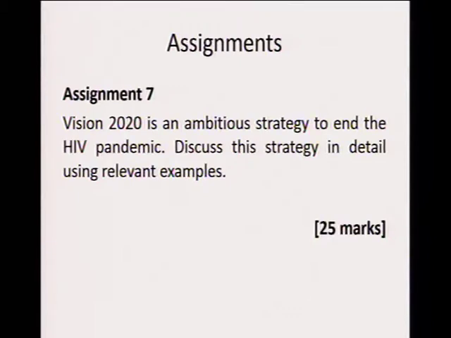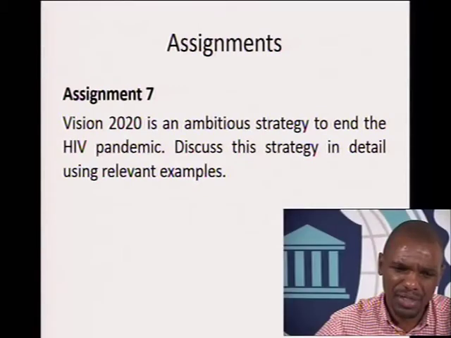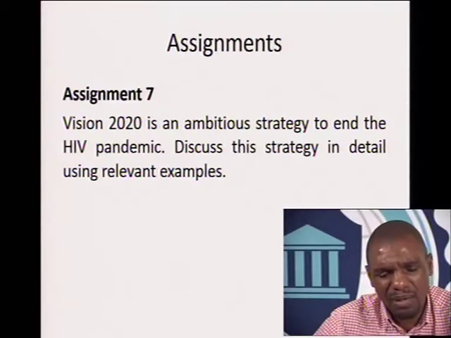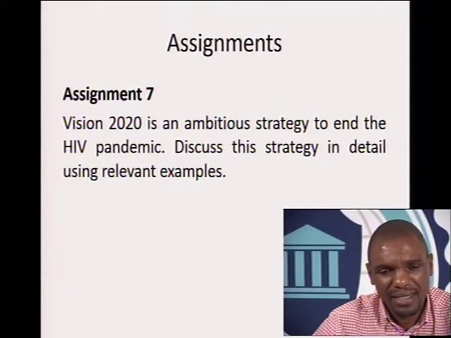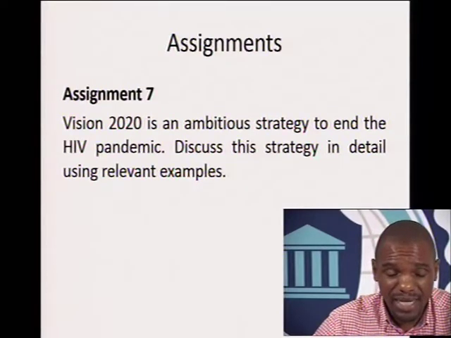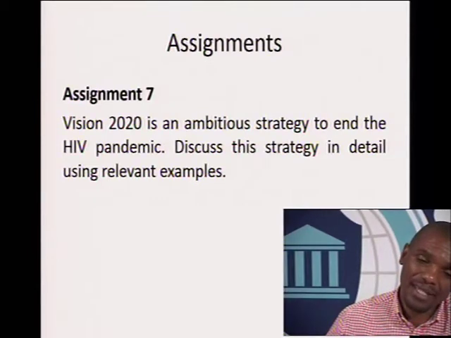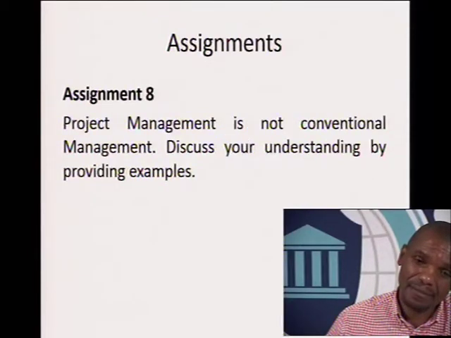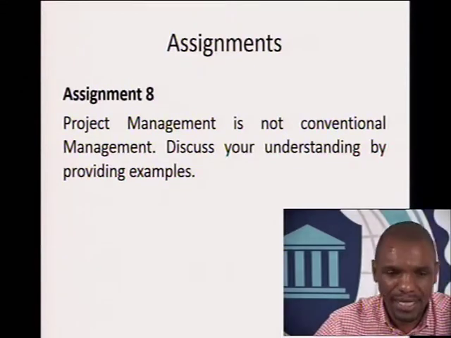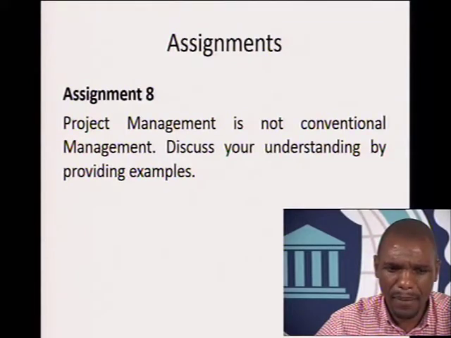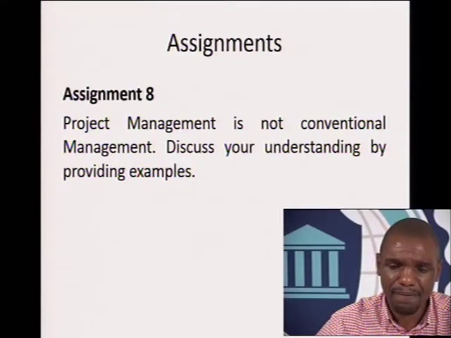And question 7, Vision 2020 is an ambitious strategy to end the HIV epidemic. Discuss this strategy in detail using relevant examples. So here in Vision 2030, basically I talk about the 90-90-90. So you need to acquaint yourself with the 90-90-90 concept and how this strategy is going to help fight HIV and AIDS. And assignment 8, project management is not conventional management. Discuss your understanding by providing examples.